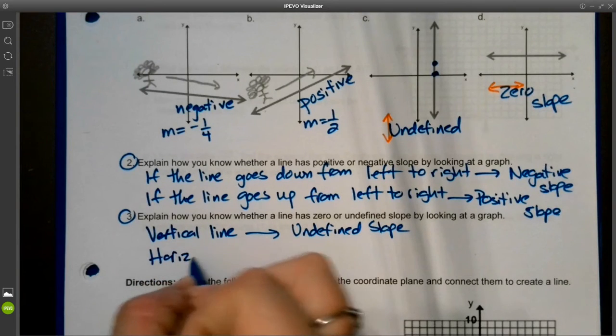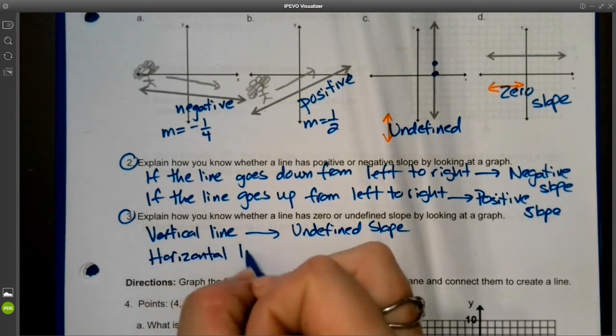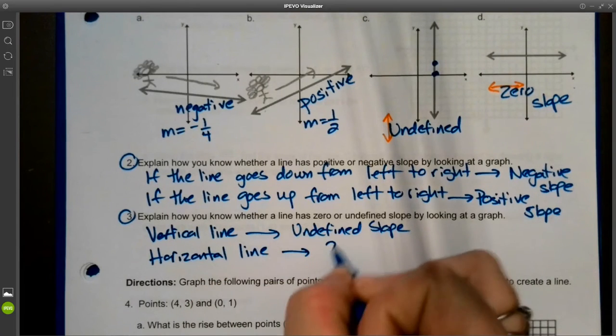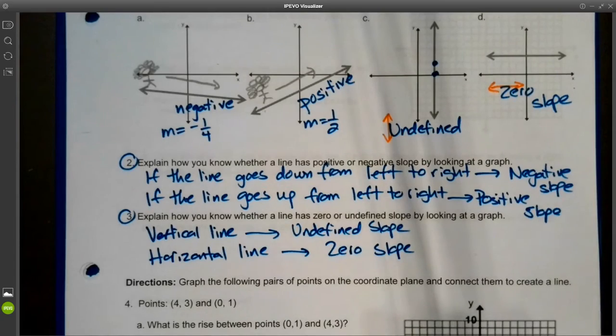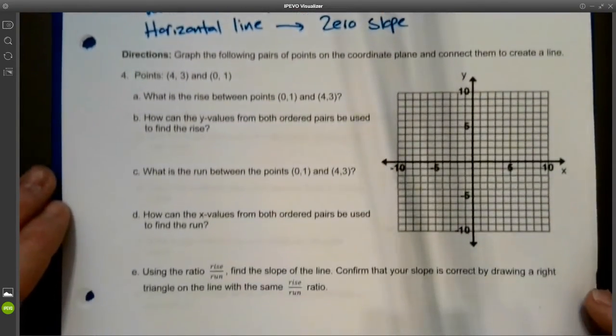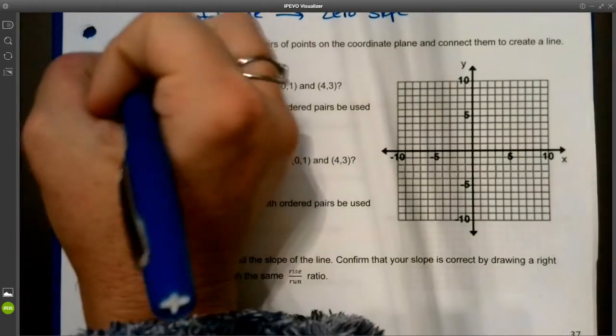If you have a horizontal line like the horizon, that's going to have 0 slope. So that's just a review of the previous lesson. I'm going to move up to 4, and we're going to talk about how we can find slope if we're given just 2 points.